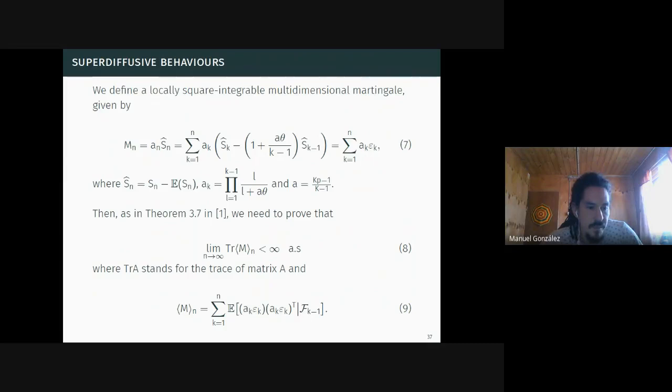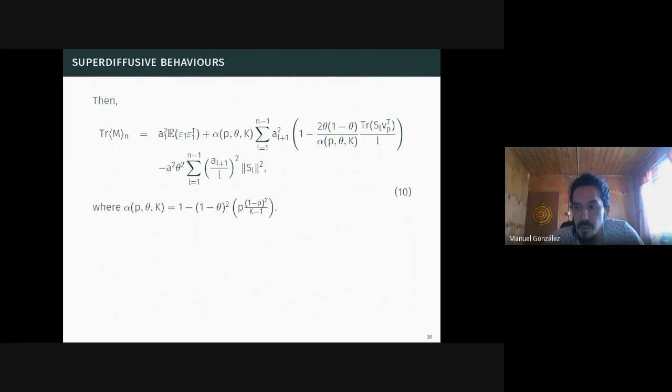In particular, I need to look at the trace of this matrix. And this matrix is related to this epsilon, that are the differences here in equation 7. The epsilon is the difference associated to this S hat. S hat is the position minus the expectation of this position. Okay, then if I have the condition 8, I mean, in the limit, the trace of this matrix is finite almost surely, then the theorem guarantees that the convergence holds, and I just need to look, as I said, at least at the first and second moment of such random variable to try to characterize.